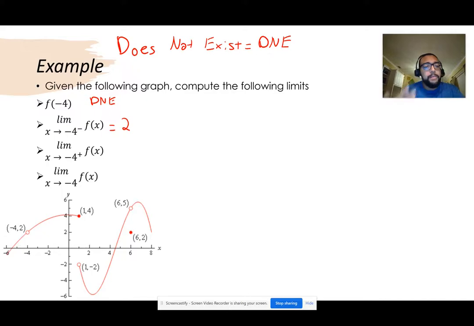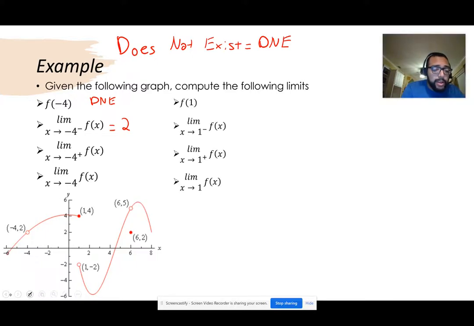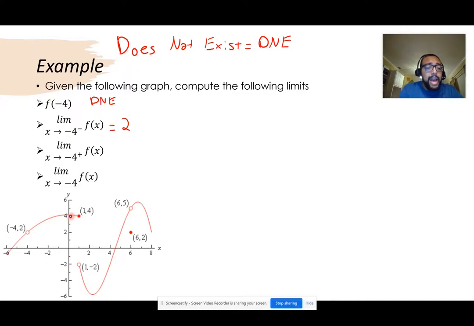Now, we need to find the limit as x approaches -4 from the right-hand side. Right-hand side, again, is the values that are bigger than -4. So as I approach from the right-hand side, it looks like I'm getting closer to 2. So it's also 2. Like we said on the last page for the summary, if the left-hand limit and the right-hand limit both approach the same number, that means the limit altogether, the normal limit, exists and is that same number.